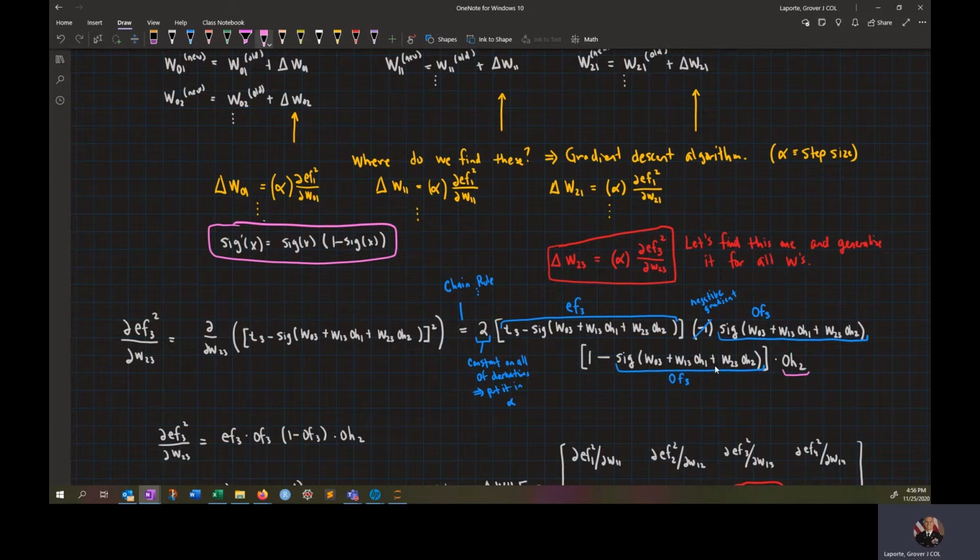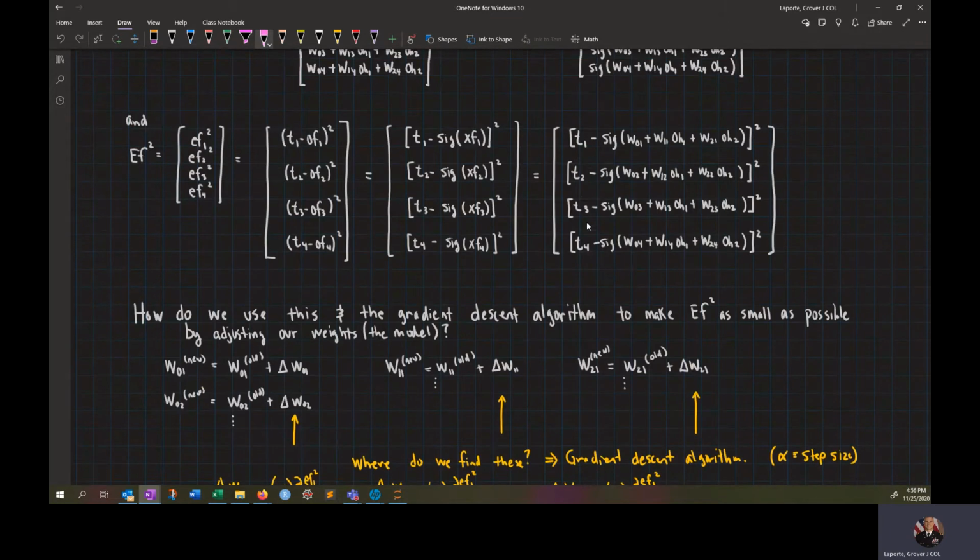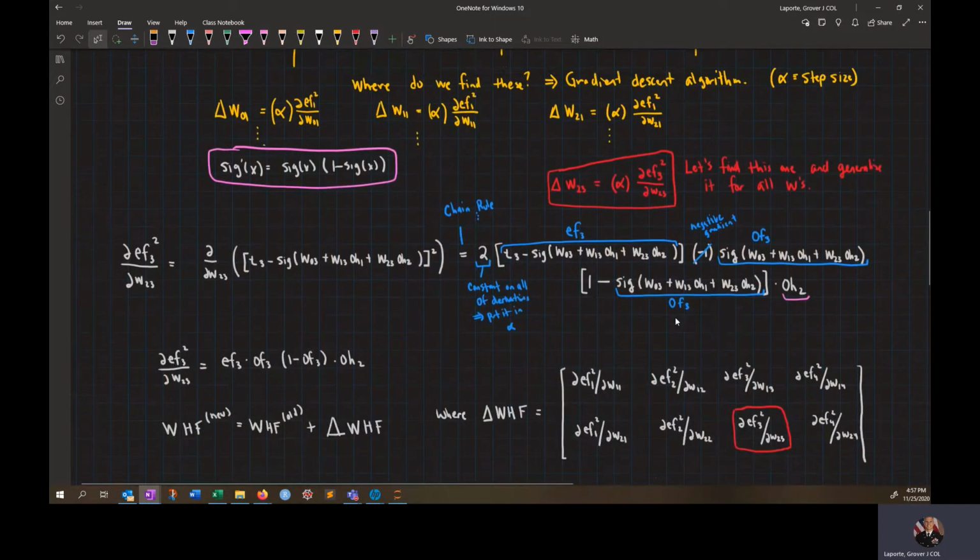All right, that seems like a mouthful. Now we're going to do some simplifications. So what is T3 minus sig of all this business? If you just go back up and look at what we're talking about, it's T3 minus the sig of all that. So what is T3 minus the sig of all that? It's just EF3, right? T3 minus the sig of all of that is just the guy that's inside the square, which is just EF3. So in other words, it's that error EF3. It's the error of the third component in your final layer's error vector, right? So it's just that one component.